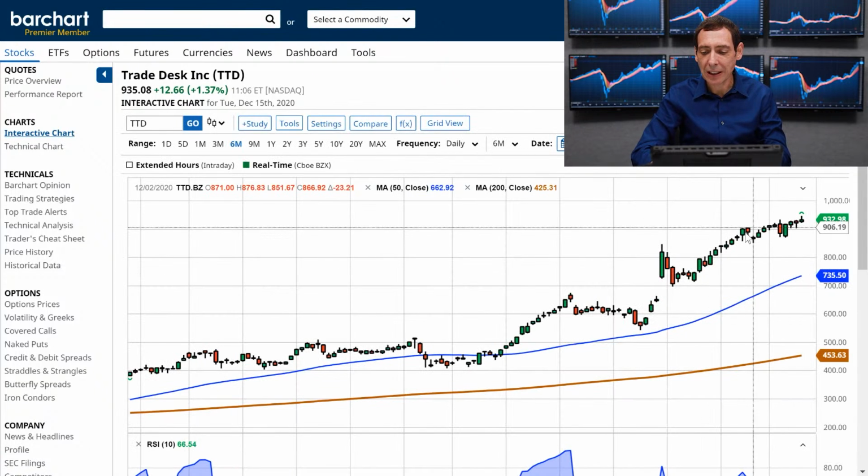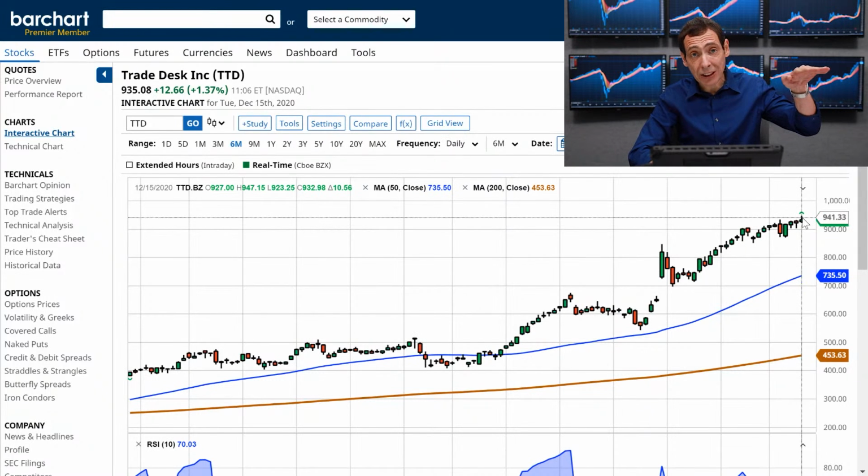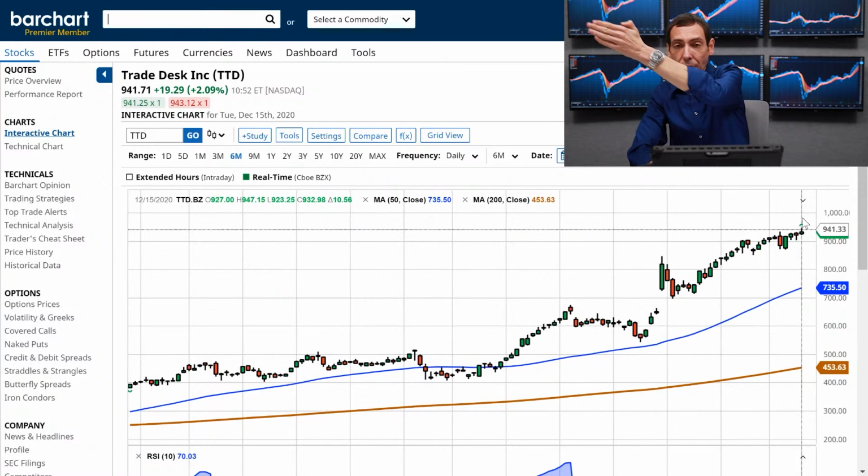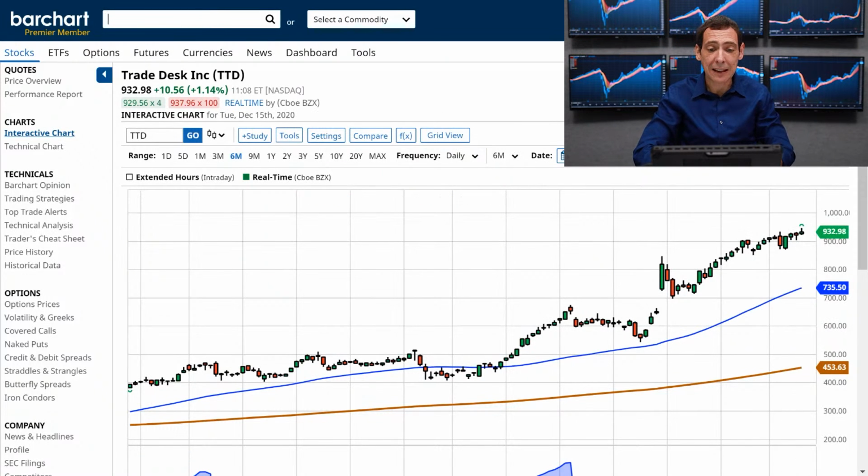And again, notice it's moving sideways. Usually these stocks are horizontal, vertical, horizontal, vertical, horizontal, vertical. And right now it's moving horizontally, and I like the breakout.